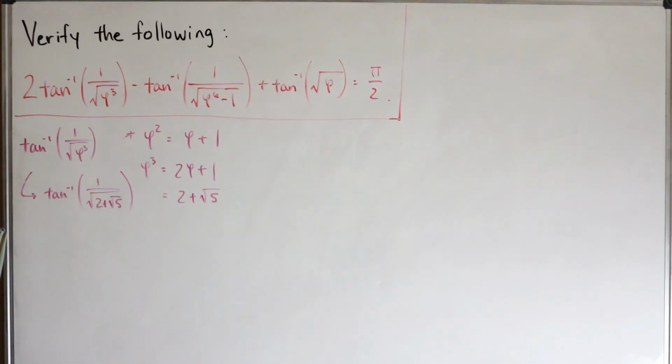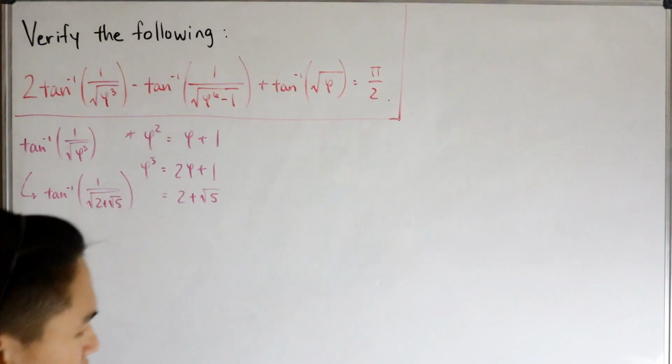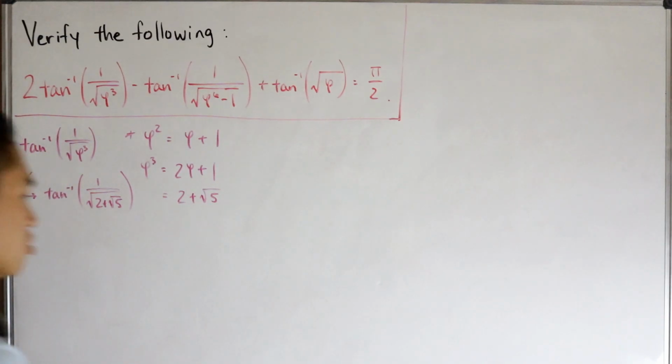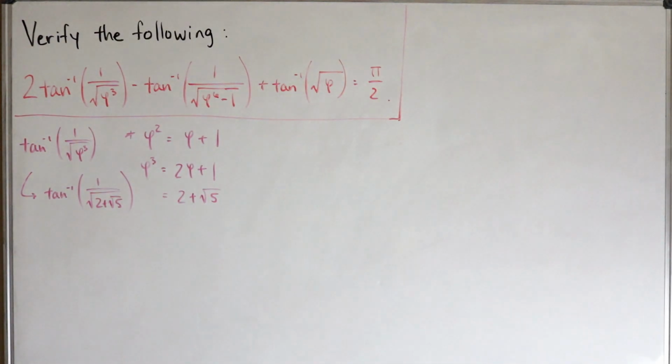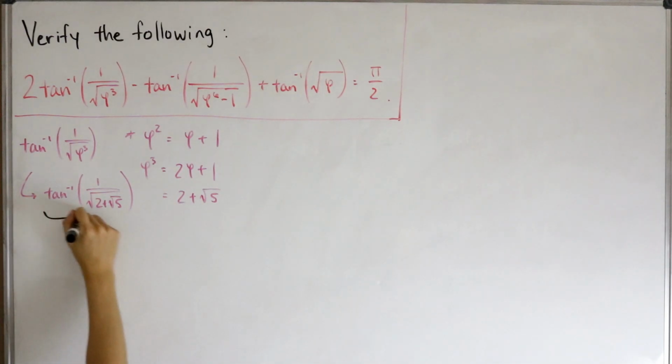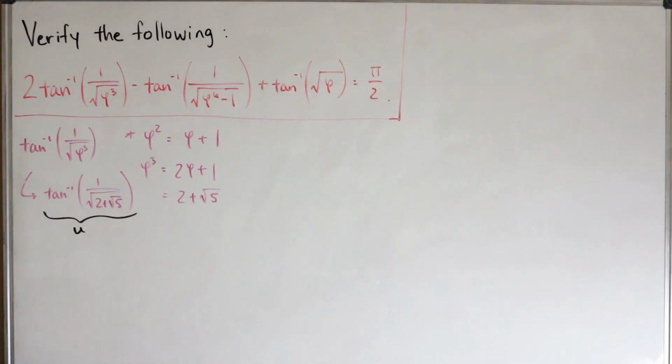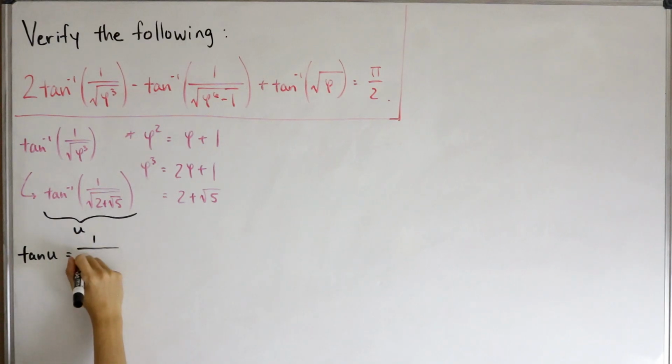With that in mind, let's find its value specifically. What I'm going to do is set this to some variable. We'll call this u. It's like we're doing a u substitution all over again. So we'll let u equal the following, and let me put this under the brace. So u is equal to that. In other words, if I take the tangent of both sides, tangent of u is equal to 1 divided by the square root of 2 plus the square root of 5.